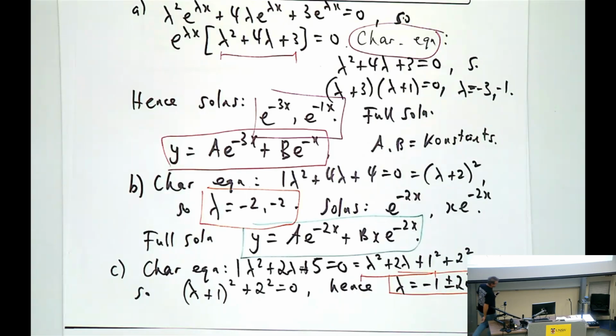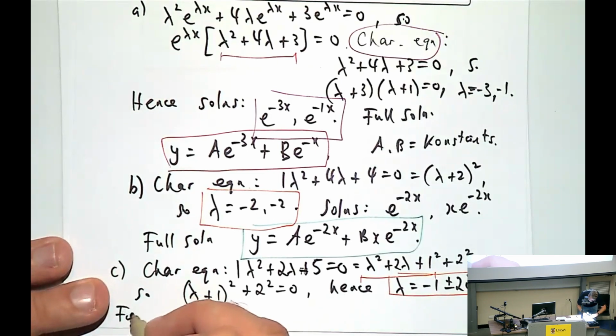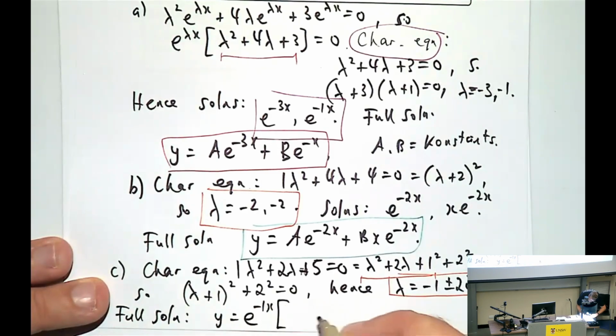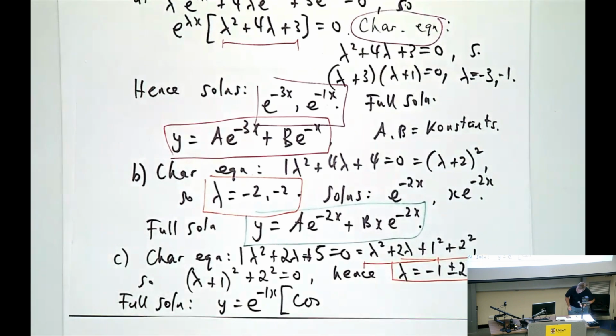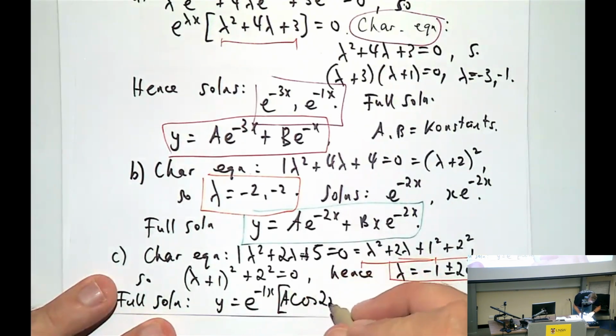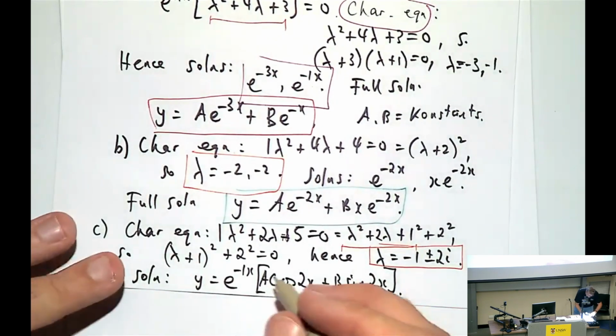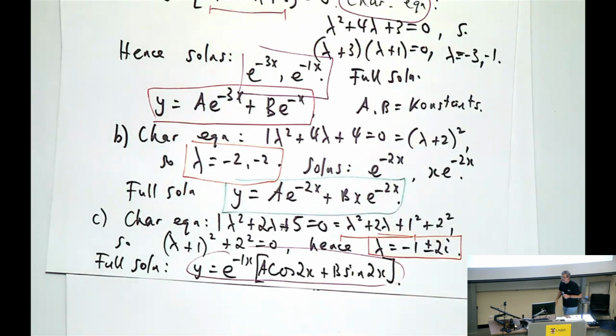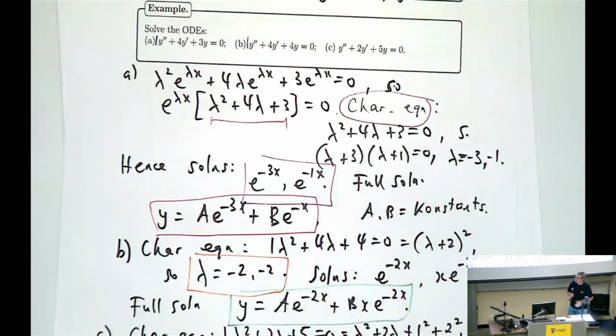Okay? So, for this particular example, think back to Math 1A. So the negative 1 goes with the exponential. The 2, positive 2 in this case, goes with the cosine and the sine. Now you can check that they're all solutions by differentiating them and plugging them into, for example, the original equations.